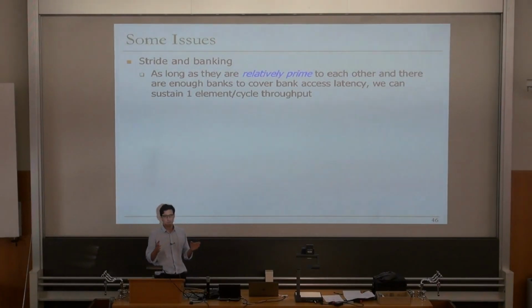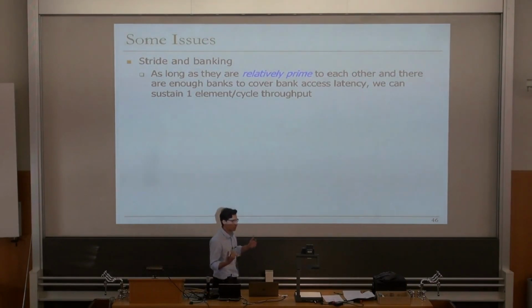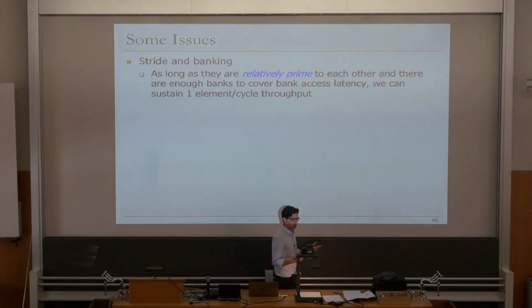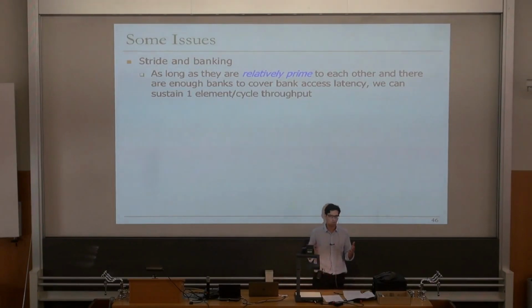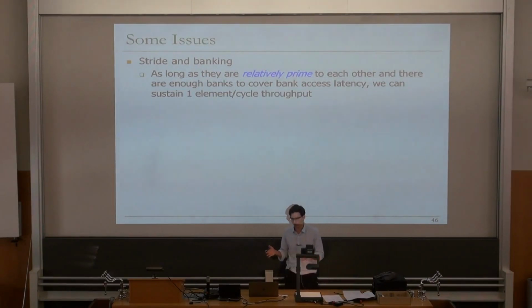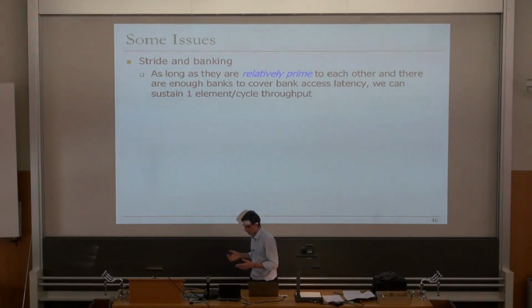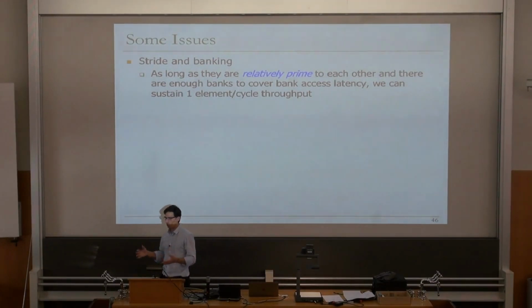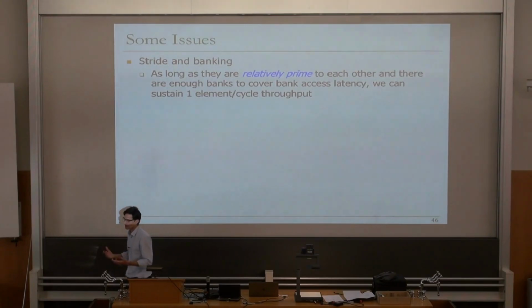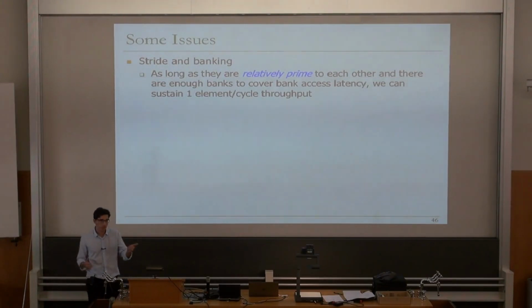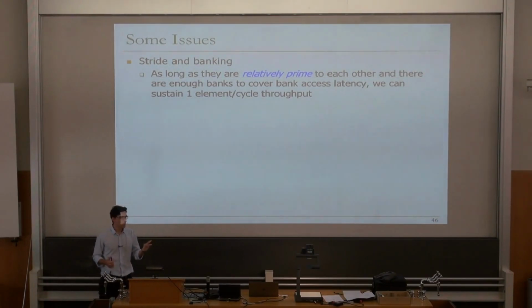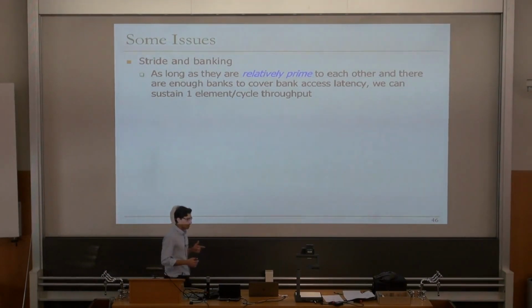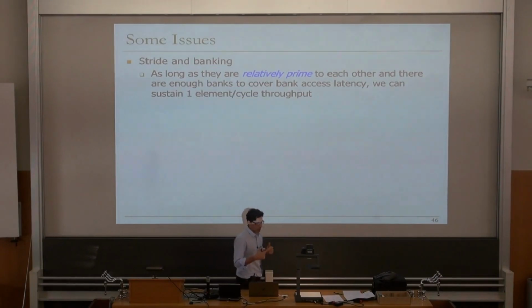How are we going to have an efficient memory access? Do we always need to have a stride of 1 to have an efficient memory access? No. With other different strides, we can also have an efficient memory access. The only thing that we need to ensure, if we want to be able to access all the banks at the same time, is that the number of banks and the stride are relatively prime. This means that they are not divisible.